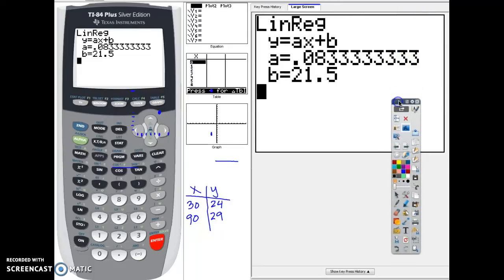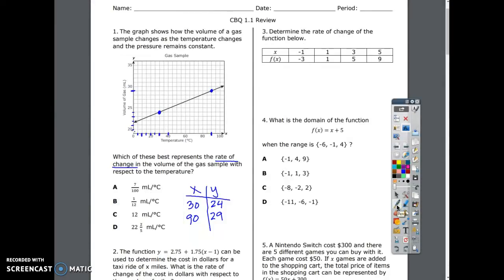Now, which one of those numbers do I need for the rate of change? The one that's with the x. So this A is with the x, so that's going to be 0.0833333. That is my slope. So right here, I'm going to write the equation is y equals 0.083 repeating x plus, what was it, 21.5? Okay, so the slope is 0.083.